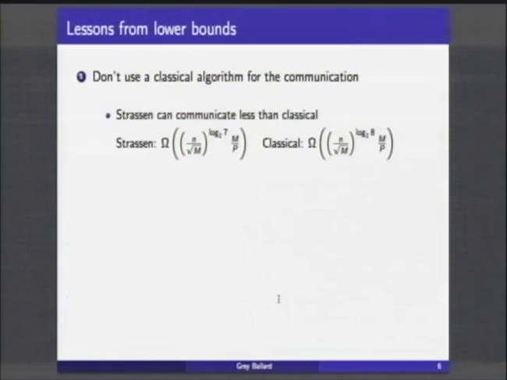Before we get to algorithms, let me tell you some of the lessons that we got because we had the lower bounds before we started looking for algorithms. The first one, which I think I've made the point already, is that Strassen allows you to do less communication than the classical algorithm. So if you design an algorithm for Strassen whose communication pattern is based on the classical one, there's no way you're going to get to the lower bound. That's the first lesson. Don't use a classical algorithm communication pattern for Strassen. You need to use the properties of Strassen's algorithm for an efficient parallelization.